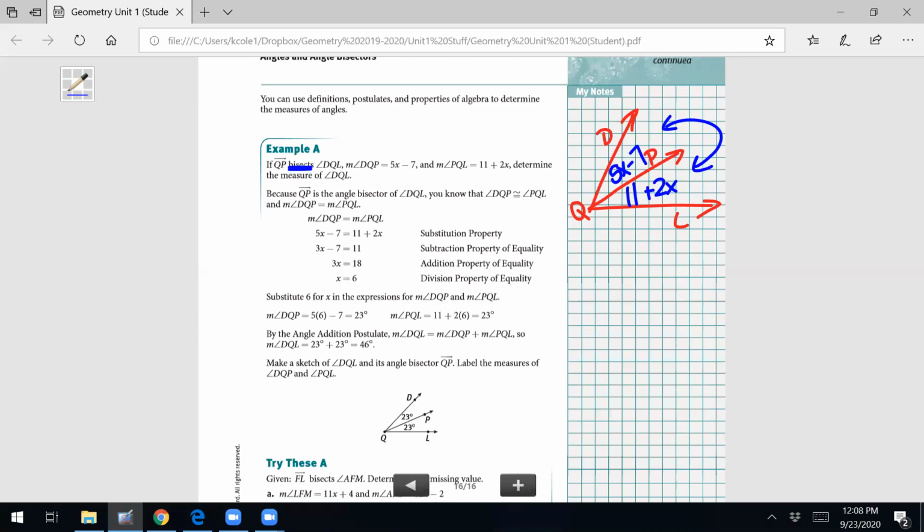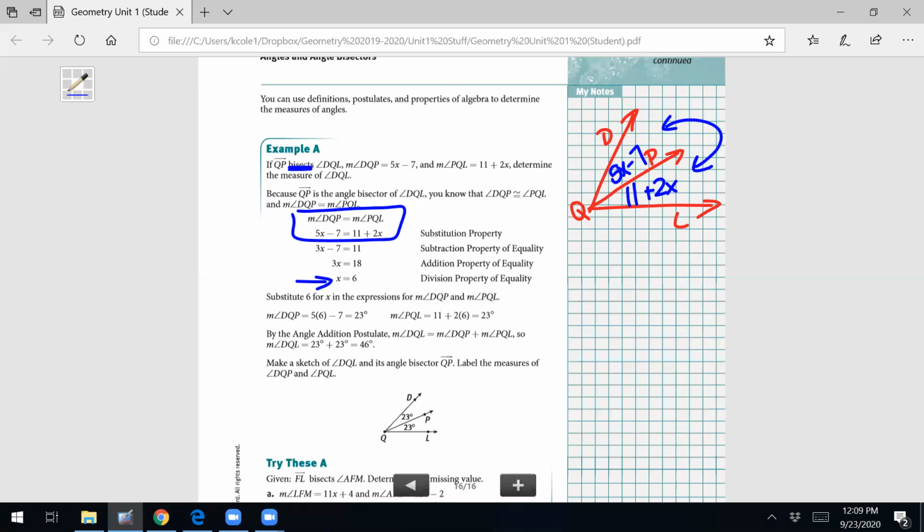So the only thing that we can do to solve is set them equal to each other, just like you did with a segment. If we had a segment, we had the midpoint, and they gave us this is x, this is 2x, well, then you could just set them equal to each other and solve. Okay, so it's the same thing, it's just dealing with an angle. So they set them equal to each other, and they solve, and they get x equals 6. Ta-da. But that's not what the question asks.